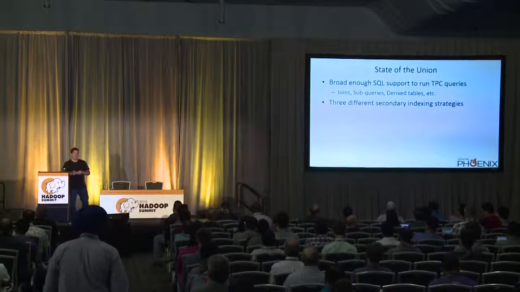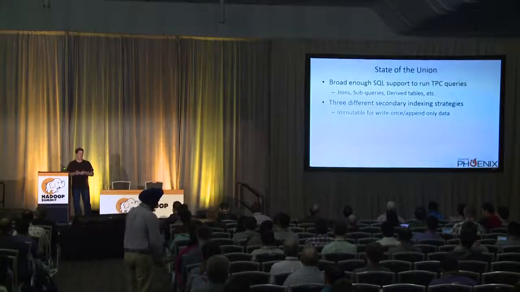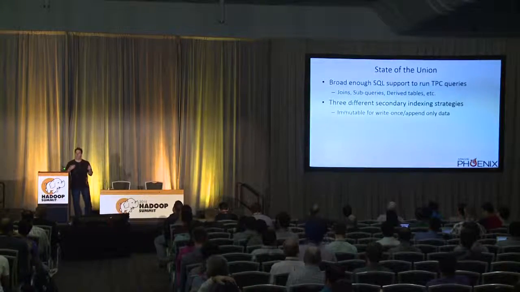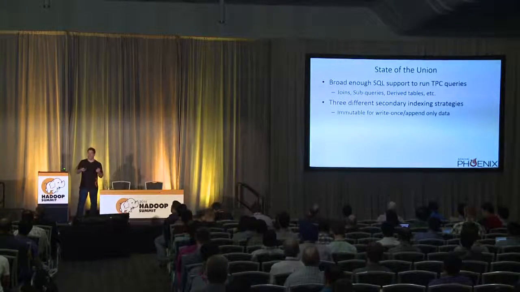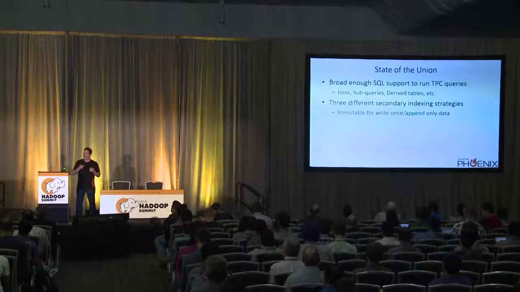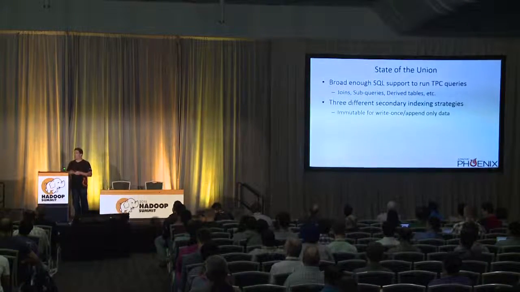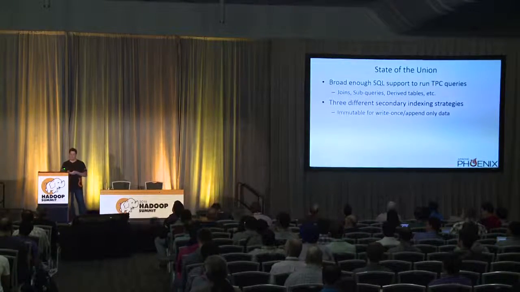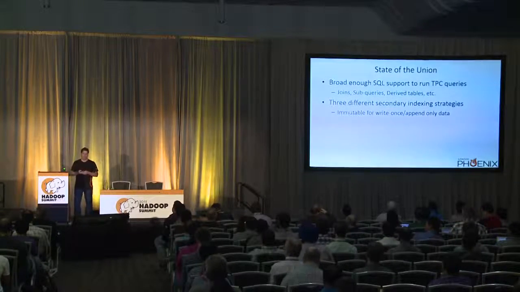So let me tell you about those 3 different options. The first is the most simple, and that's where you're adding a secondary index onto a table that you've declared as having immutable rows. So this is write once or append only data. A typical use case would be log data, which typically has a time component as part of the row key. So rows are never being changed, they're only being appended.